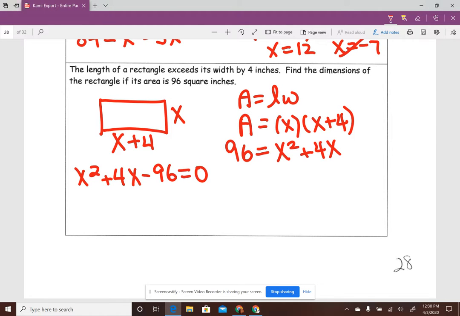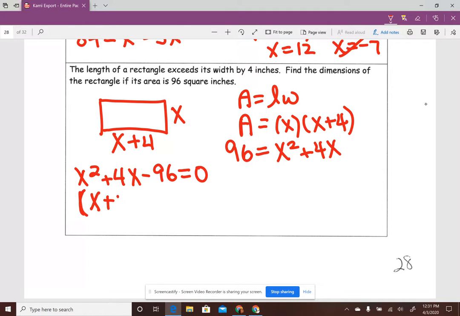So when I set it equal to 0, I have to think of 96. 96 is not a number I work with a lot, so I have to think for a second. 100's easier than 96, but I can do 96. Let me think. 8 and 12. 8 and 12.